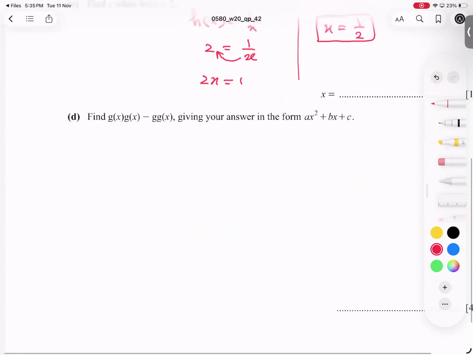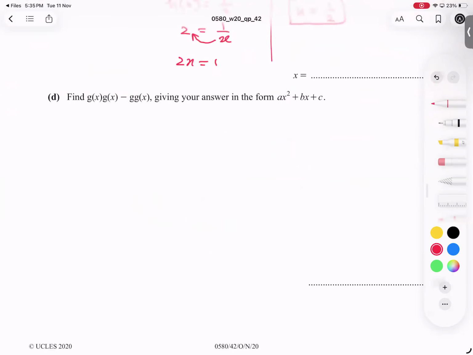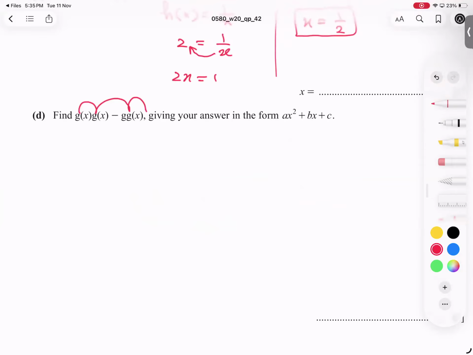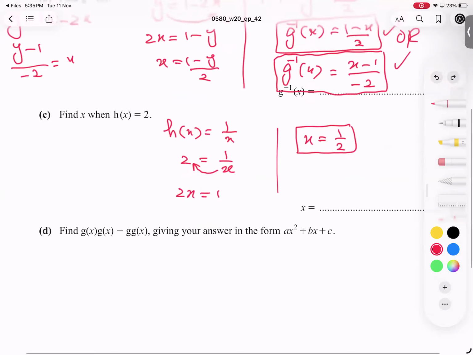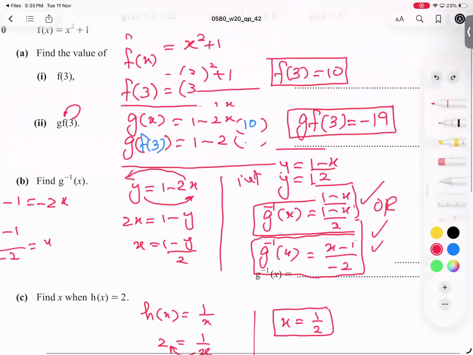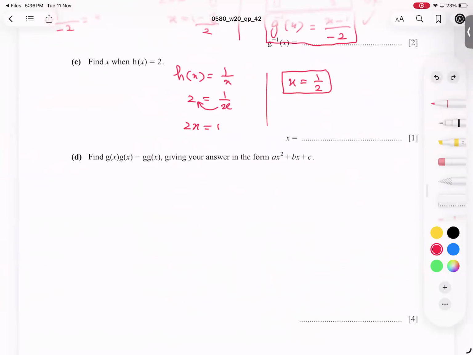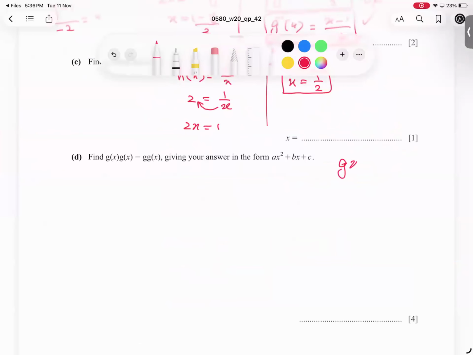Now, this is the hardest question, a 4-mark question. How do we deal with that? Before I start, look, g, g, g, g. So the best idea is to copy the g function, which is 1 minus 2x. Let me write here: g of x is equal to 1 minus 2x. Please follow my way of doing it, and you also copy the function.